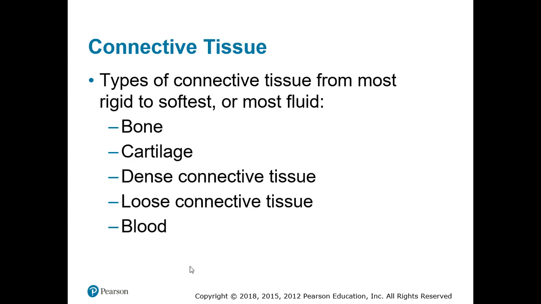So the types of connective tissue that we're going to talk about today, ordered from the most rigid to the softest, in other words, the most fluid, are: bone is the hardest, followed by cartilage, then dense connective tissue, loose connective tissue, and then the softest and most fluid is blood.